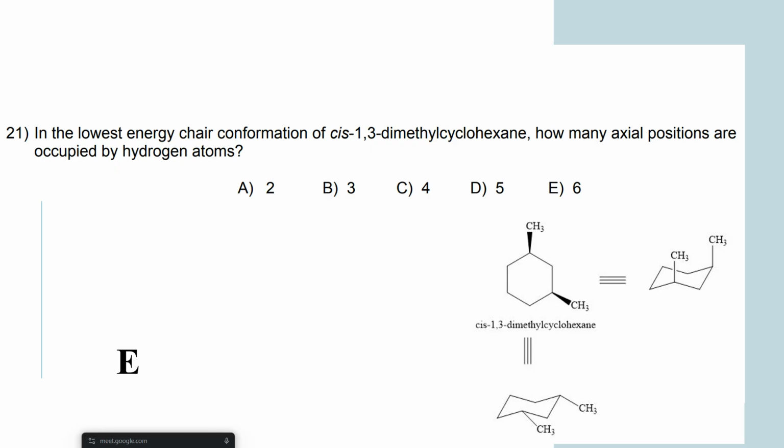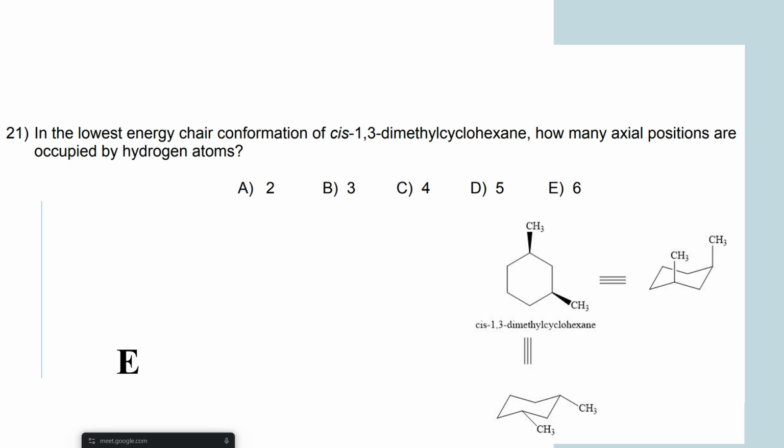Since both the substituents occupy only equatorial positions, all 6 carbon atoms of the ring will have axial hydrogen atoms. Suppose we are talking about this carbon atom: it will have one axial and one equatorial hydrogen. This will also have the same. This will have an axial hydrogen. This will also have one axial, one equatorial, and this one will have one axial, and this one will have one axial, one equatorial.